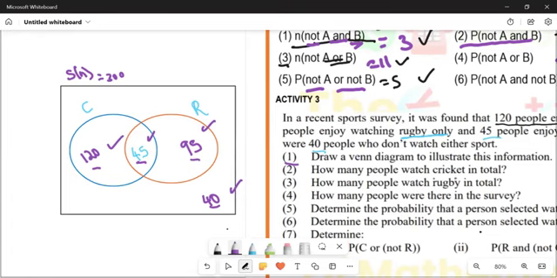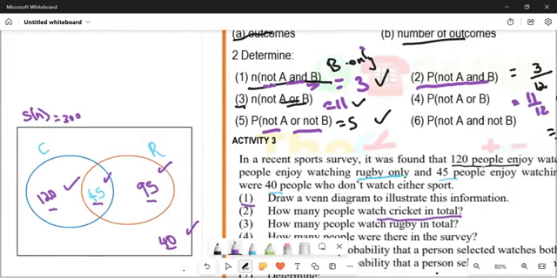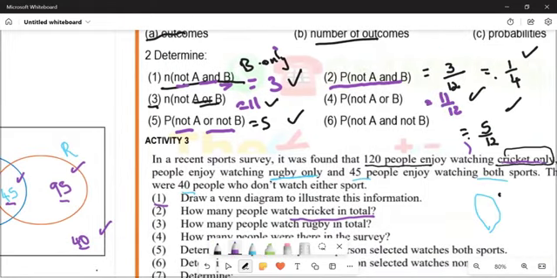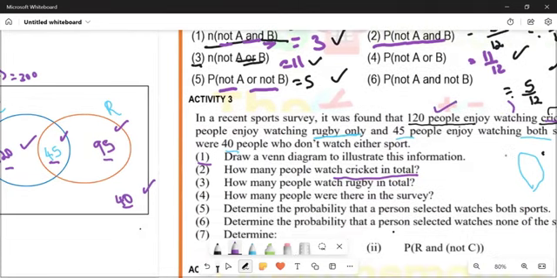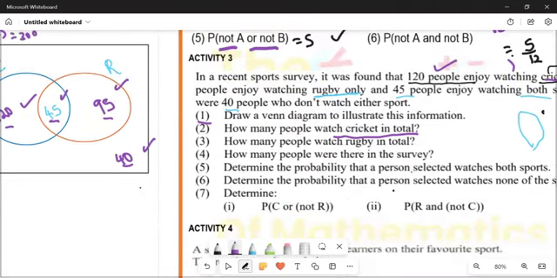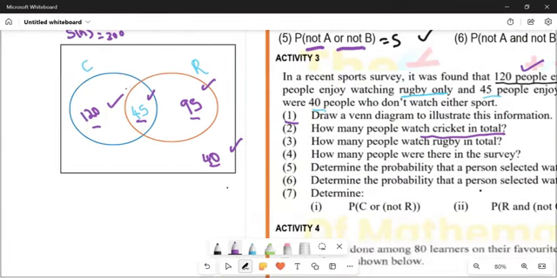How many people watch cricket in total? Now, there's a difference between people who watch cricket and people who watch cricket only. Those two things are different. 120 people enjoy watching cricket only. How many people enjoy to watch cricket in total? We're going to concentrate on the blue color. How many do we have in the blue color all in all? People who enjoy cricket, they didn't say cricket only, they said cricket. So this one, we expect it to be 165.